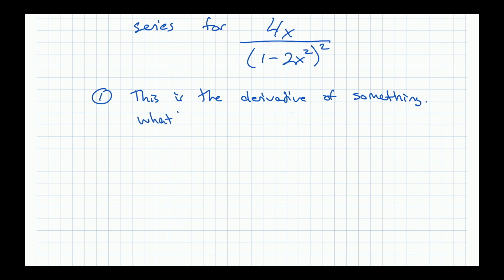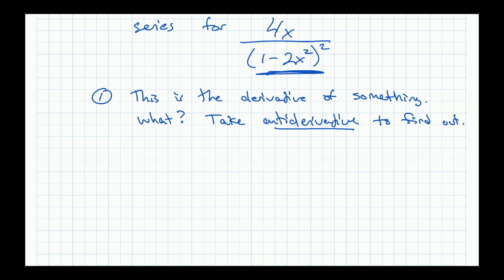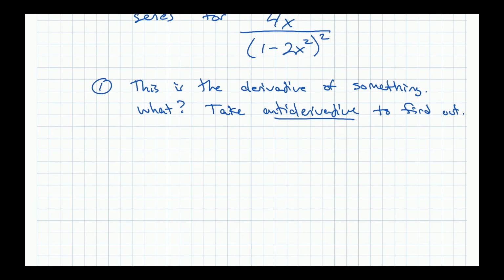What is it the derivative of? I'm not writing out that sentence, but what is it the derivative of? Well, to find out what it's the derivative of, take an antiderivative to find out. Right? I know that I can get a series by taking a derivative, but what if I don't know what to take the derivative of to get me this? That's a problem. So we need to do an antiderivative here. So you write this out as an integral because we're doing an antiderivative.